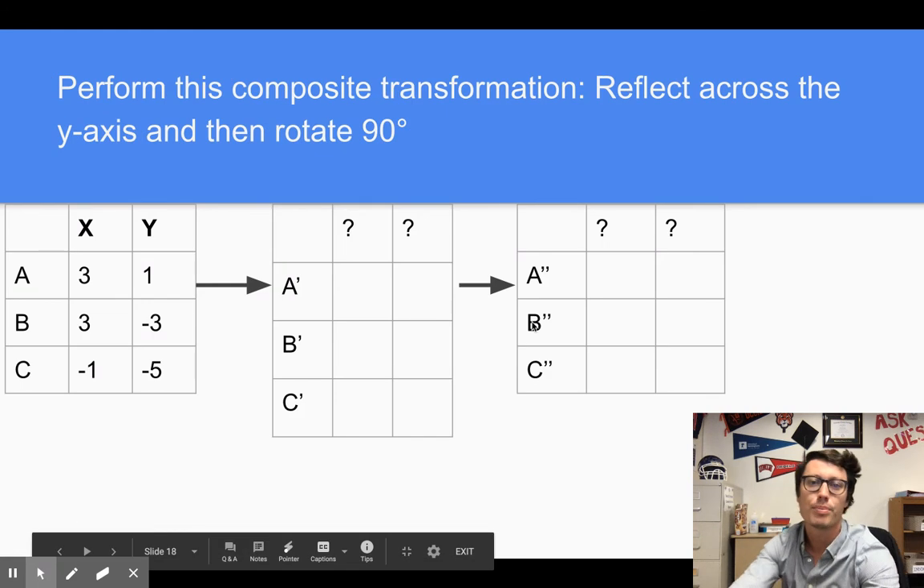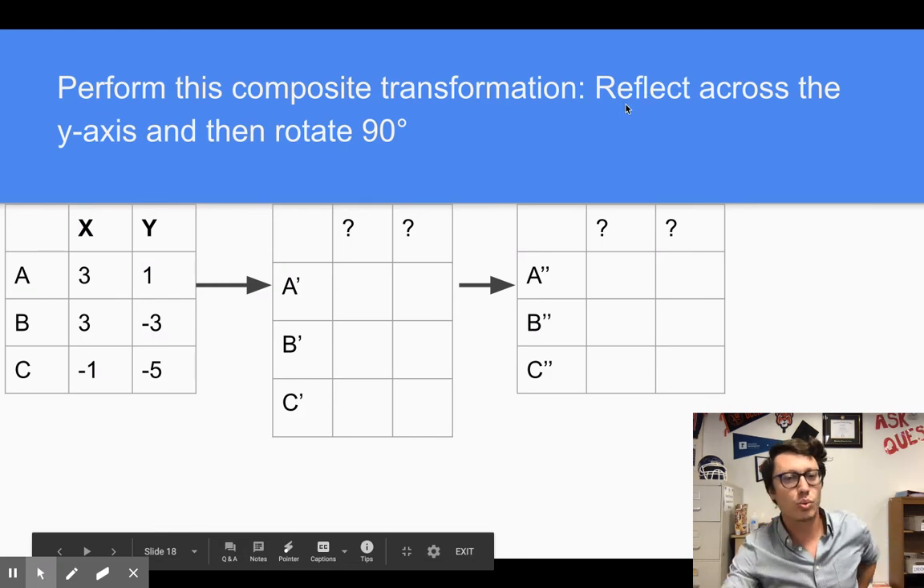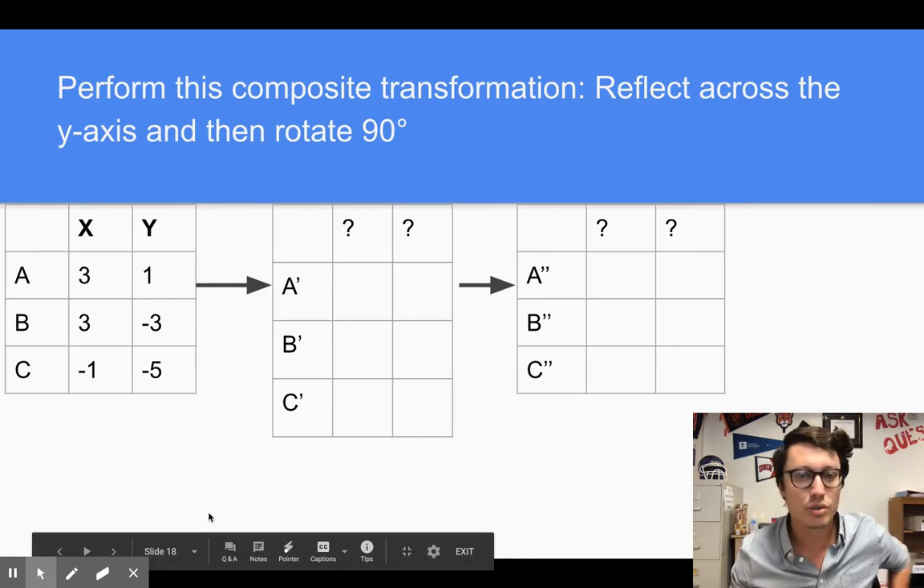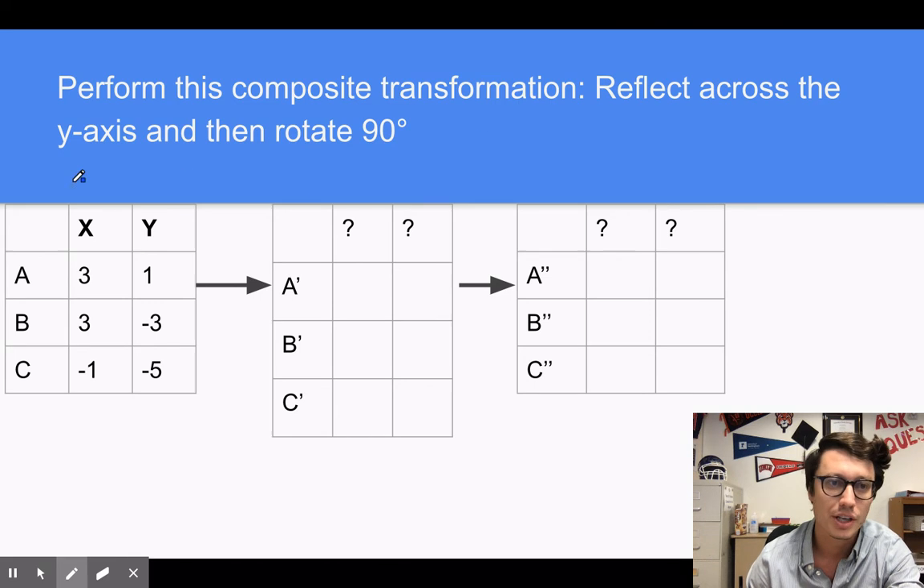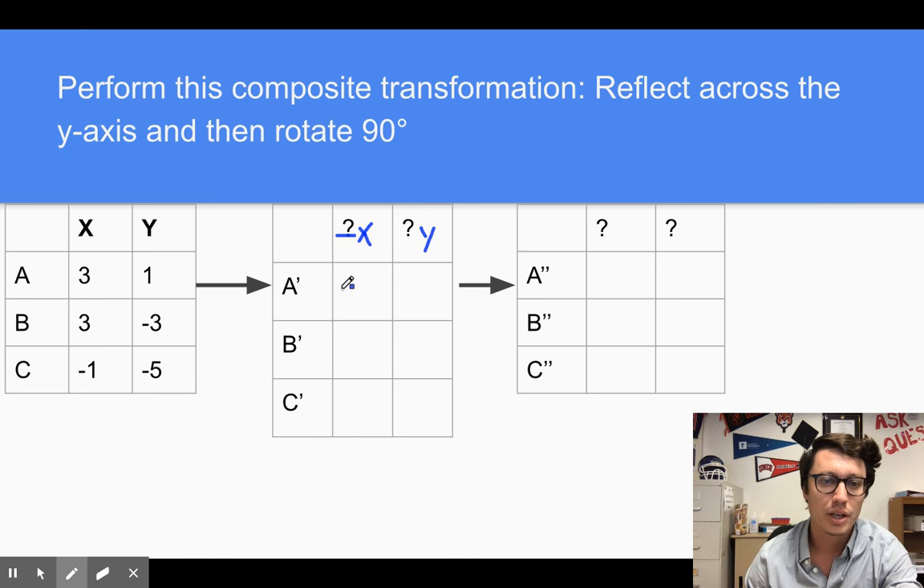Okay, perform the composite transformation: reflect across the y-axis, and then rotate 90 degrees. Okay, so our first one is the reflection across the y-axis. The rule there is xy changes to -xy. All right, so 3, 1 becomes -3, 1. 3, 3 becomes -3, 3. And -1, -5 becomes 1, -5.